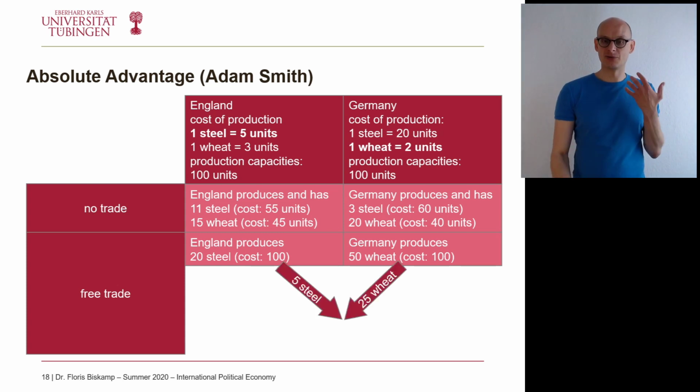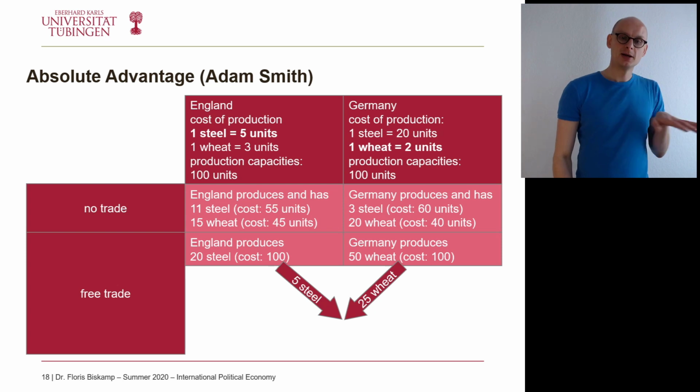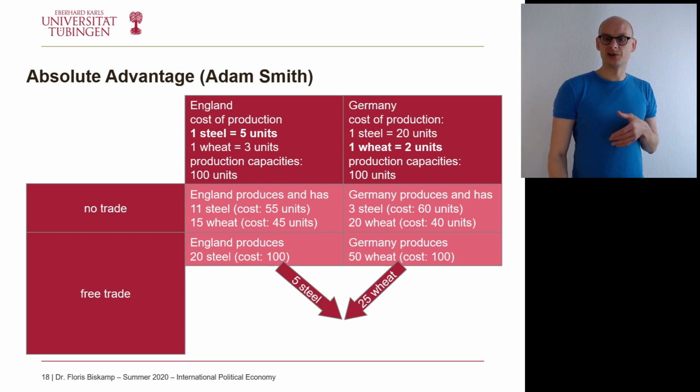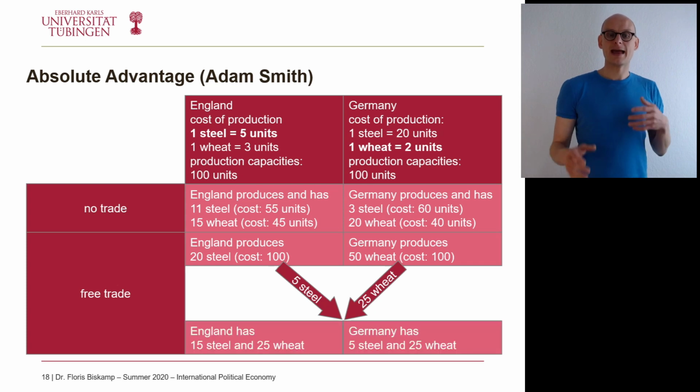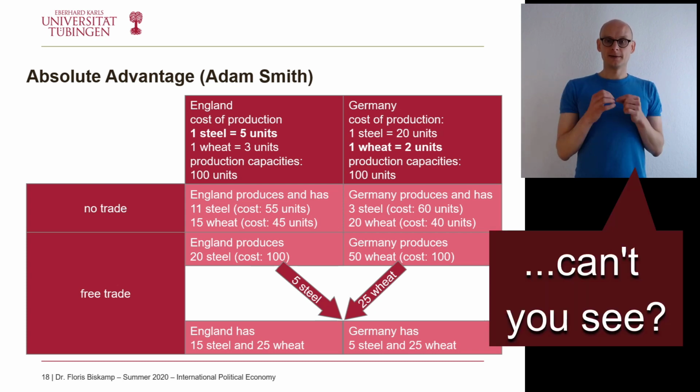And now the magic of trade happens. Let's say Germany trades 25 of its wheat for 5 units of the English steel, and then we end up with a situation where England has 15 steel and 25 wheat, and Germany has 5 steel and 25 wheat. So now both countries have more steel and more wheat than they would have before, so everyone's a winner.